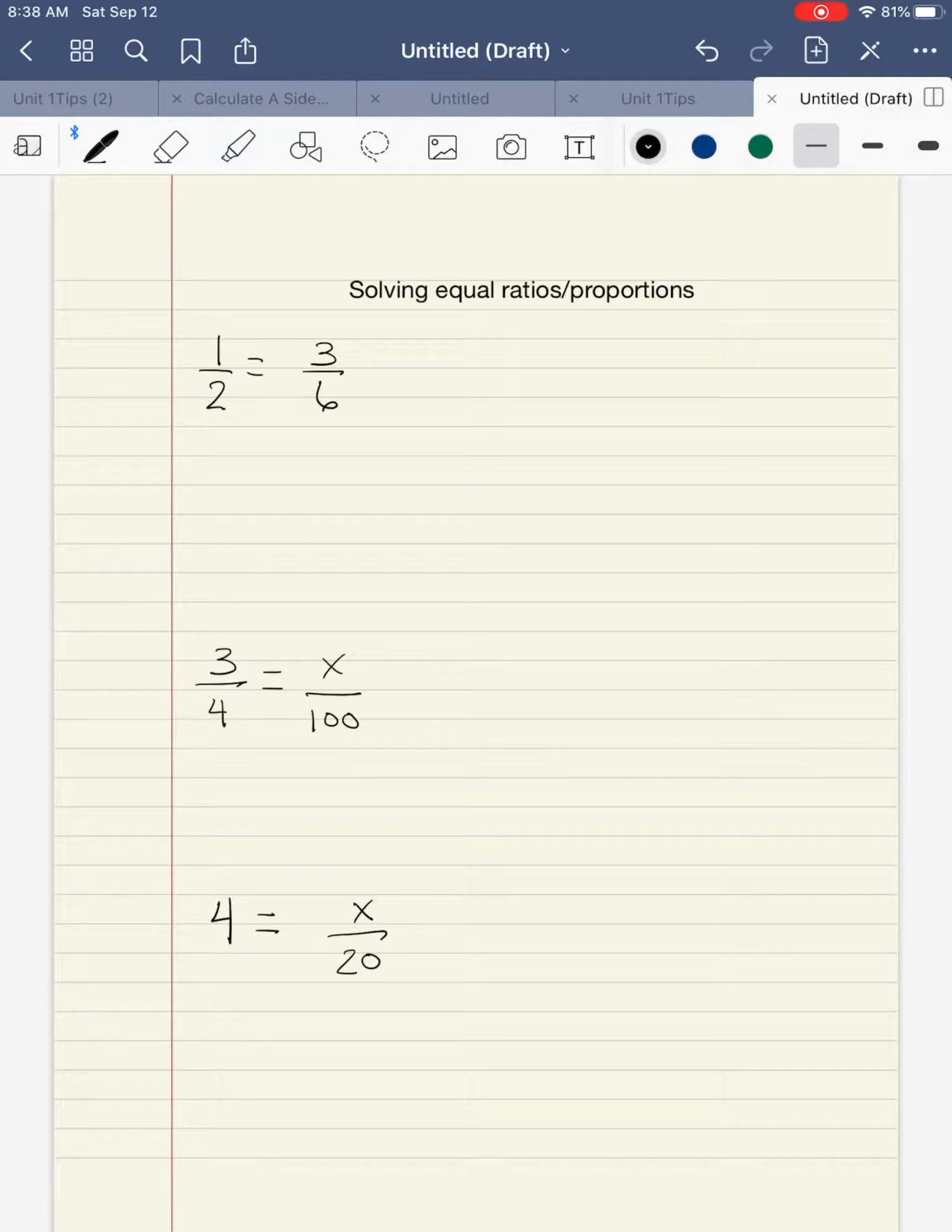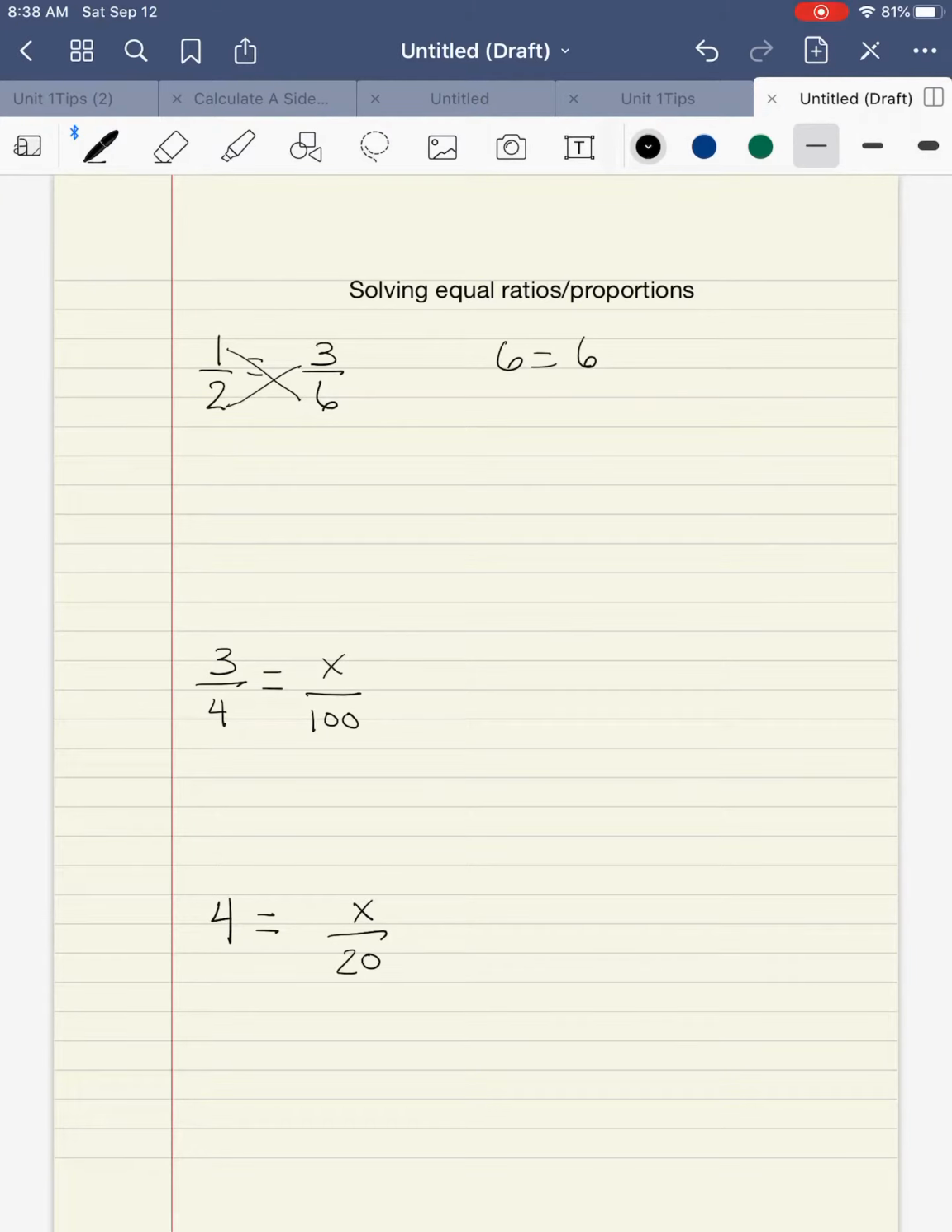Because we know those are equal fractions, if we go 2 times 3, it's a 6, and then I go 1 times 6, I get the same value. So again, that method works because they are equal fractions.